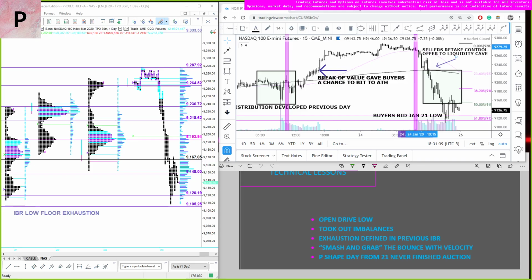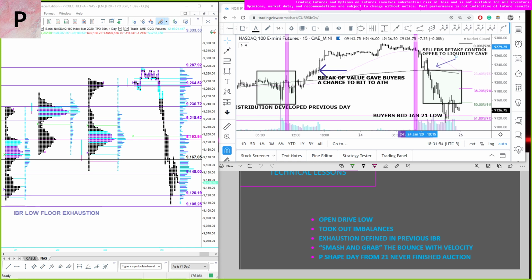All right, let's get started. So let's talk about the counter trend long that developed in high velocity during the final hours of trade yesterday.